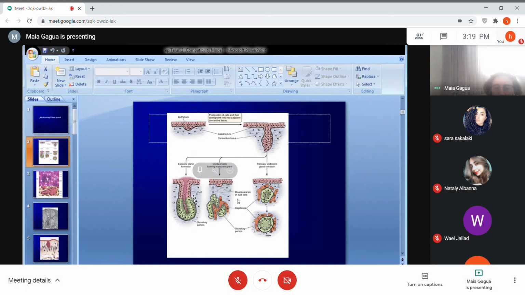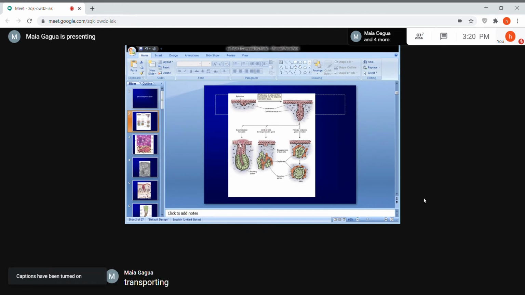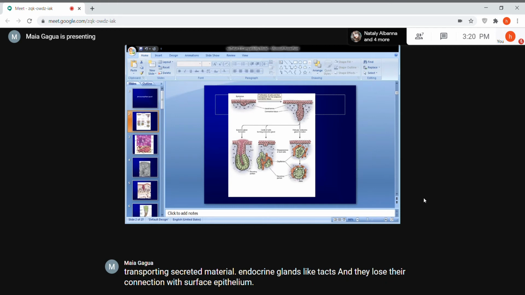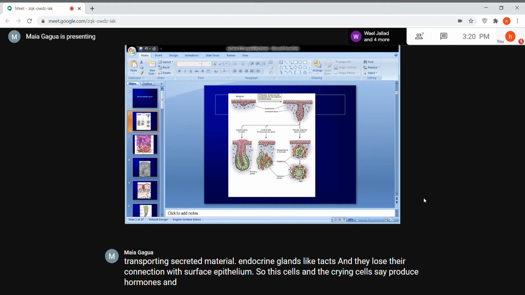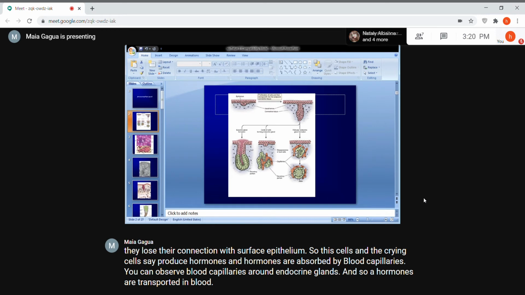Secretory portion, and ducts. Ducts are transporting secreted material. Endocrine glands lack ducts and they lose their connection with surface epithelium. So these endocrine cells produce hormones, and hormones are absorbed by blood capillaries. You can observe blood capillaries around endocrine glands. And so hormones are transported in blood to target cells.